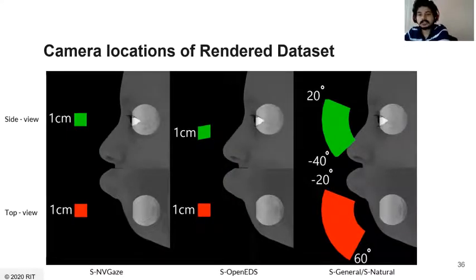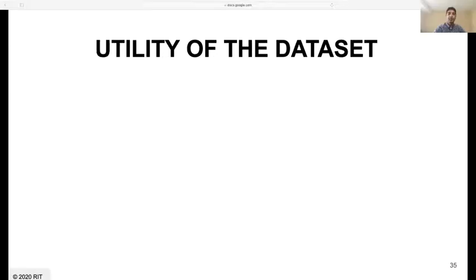This is a comparison of range of camera position across the four datasets. Now my colleague Aayush is going to take over about the utility of the dataset and ML models that were used. Thank you, Nitin.